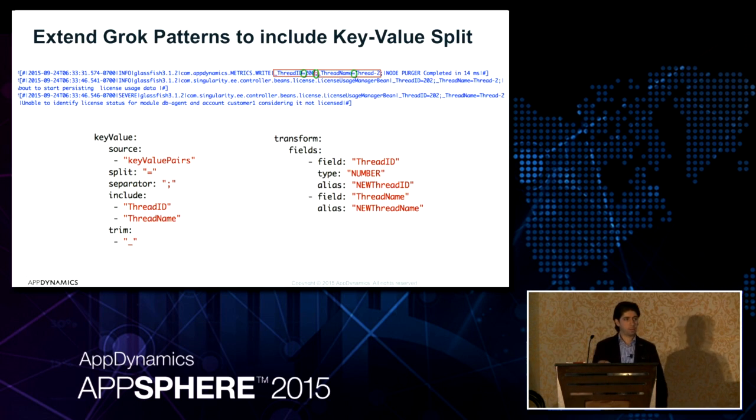This is after the fact. I want to extract thread ID and thread name, and you tell us the split is equal. It could be anything. And then I have a separator of semicolon in this example. I don't want this underscore, so trim it for me. I want to change the type of thread ID to number, and also rename it, and rename thread name to new thread name. So you tell us this information, and as soon as the new data comes in, we extract these two fields for you.